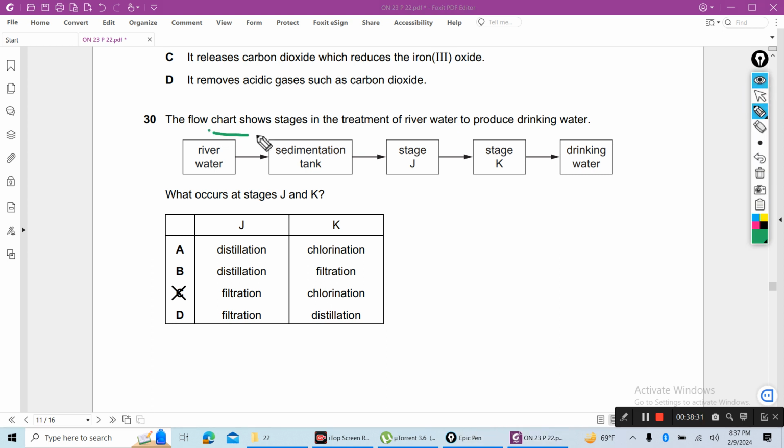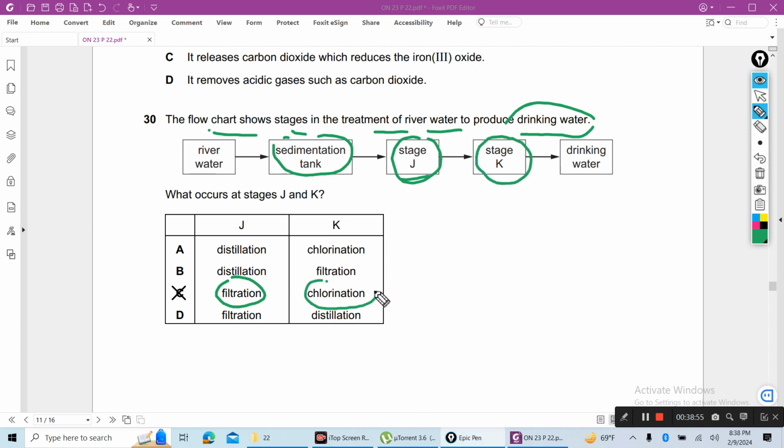Now this flow chart shows the stages in the treatment of river water to produce drinking water. J is the sedimentation tank, then filtration, and after filtration, stage K, we have chlorination to kill bacteria and convert it to drinking water. Chlorination.